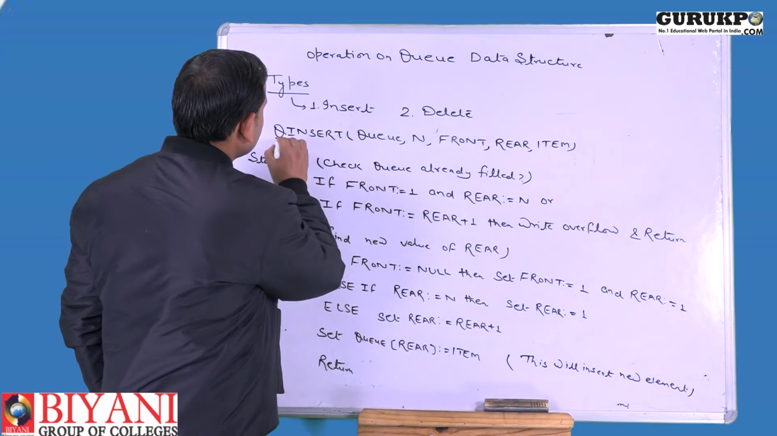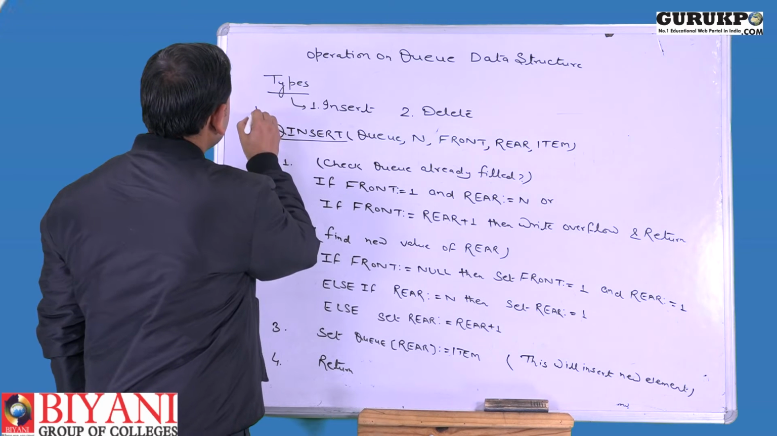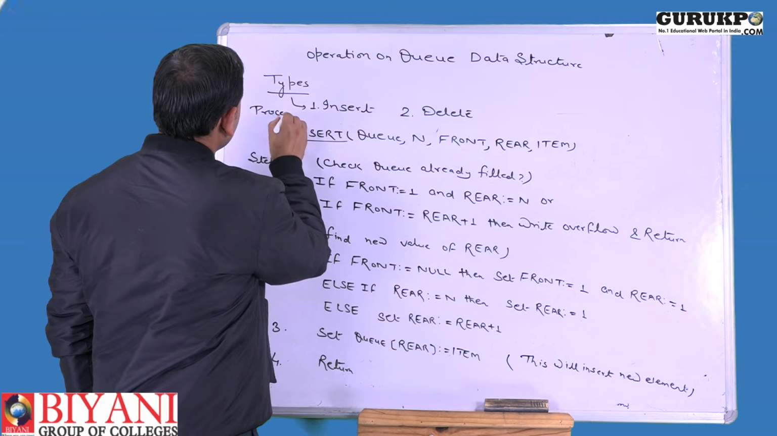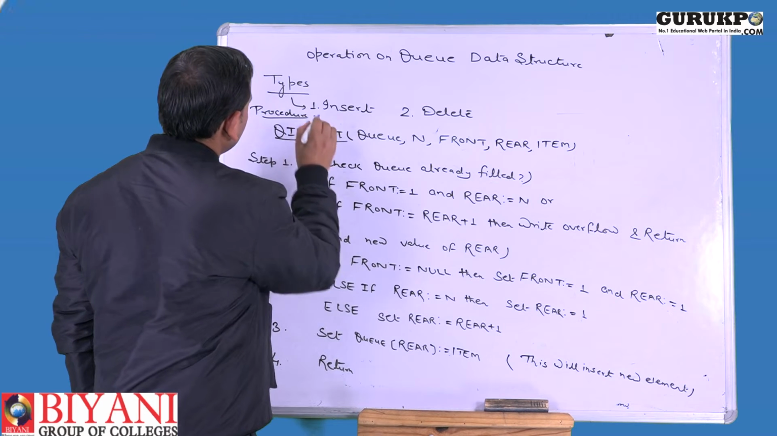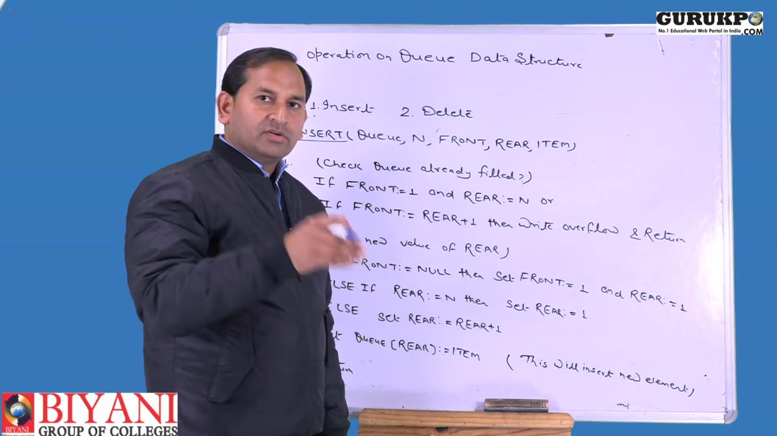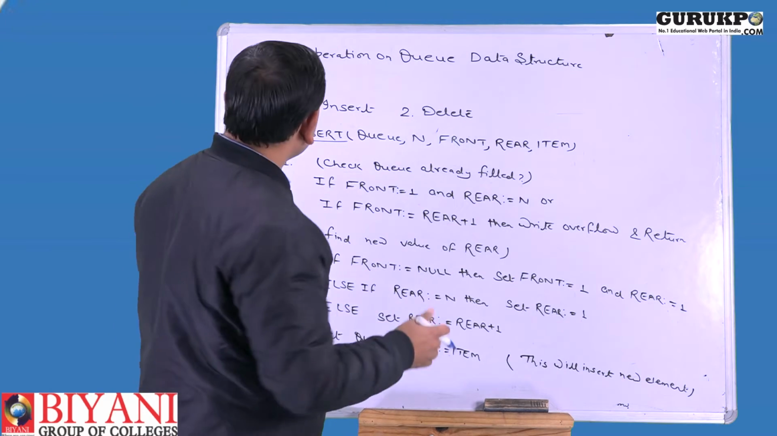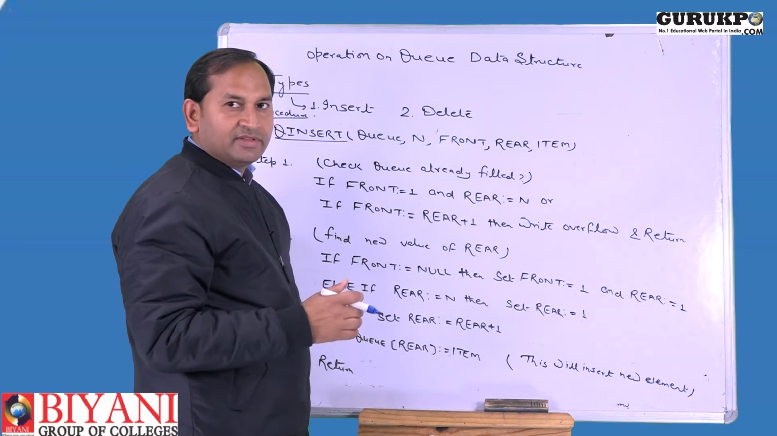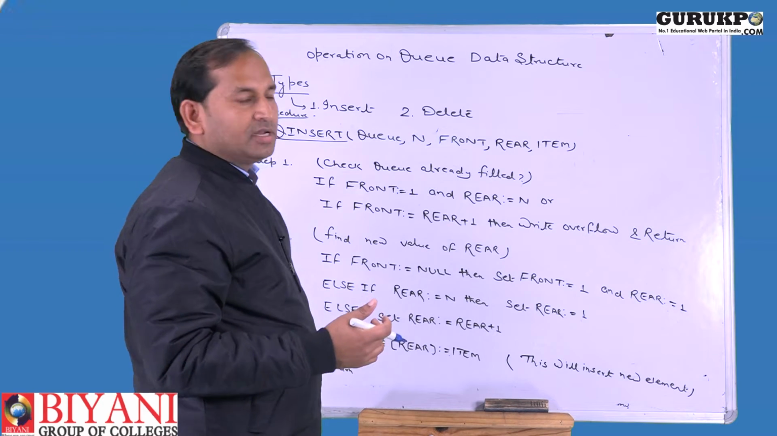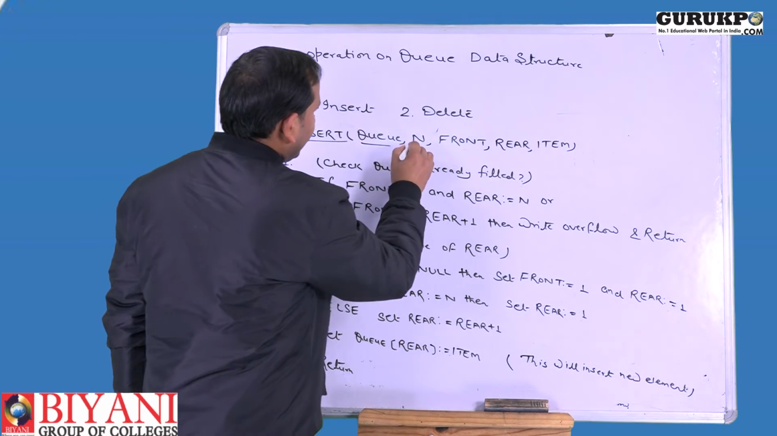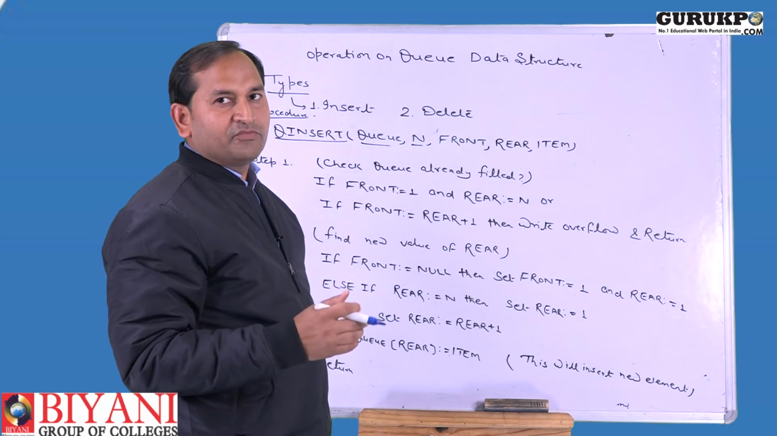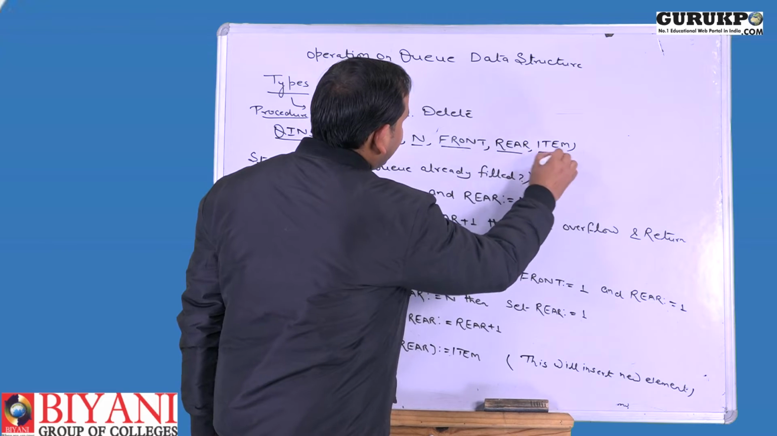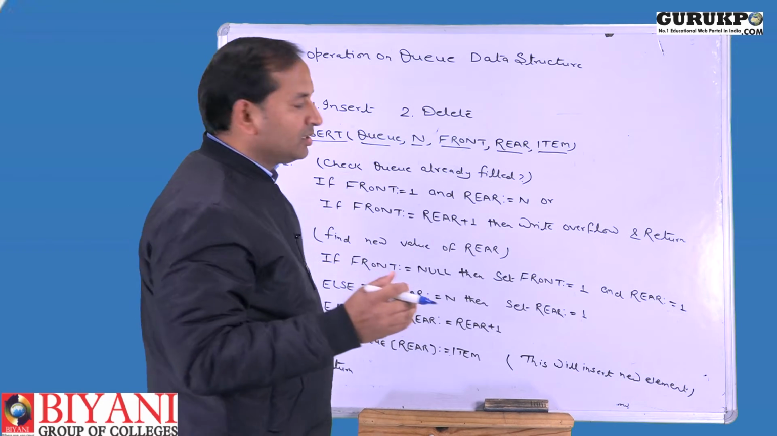So, we write QUEUE INSERT, our procedure name. This is the procedure which we use to insert a new element. Procedure name is QUEUE INSERT, and here we use various kinds of variables which are required to complete our procedure: Queue, n is the total number of elements which are generally required, front, rear and item which we want to insert.